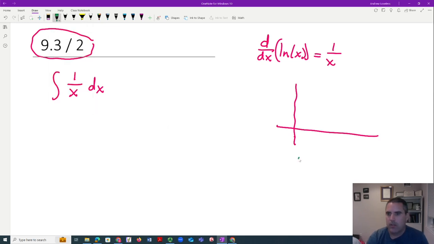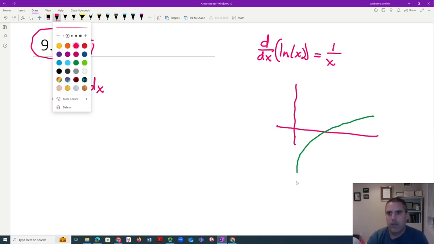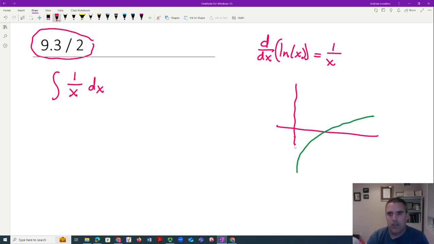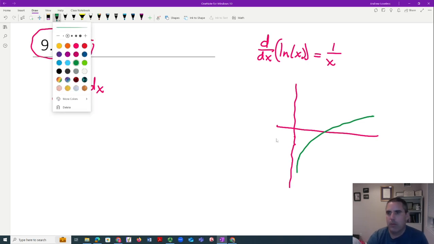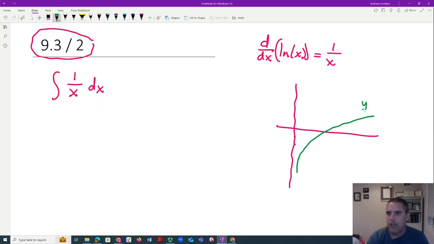So here's what the log looks like. It has an asymptote right here. So let's draw that a little better. It goes down like this. And that's what the log looks like if you didn't remember. Y equals the log of x. And at any point, like if you're at 4 and you want to know what the slope is, the slope is 1/4. So that's something we proved in Calculus 1.